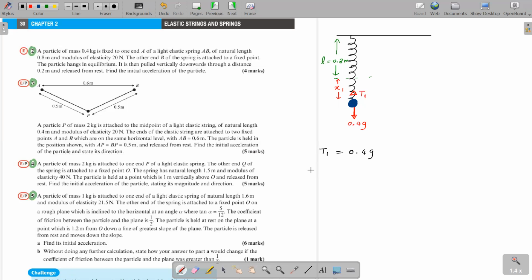Okay, let's apply the tension equation. It is lambda x over L. So can I know what the lambda value is? Lambda value was given. Modulus of elasticity, lambda value is 20. Extension is the length that we have taken the spring beyond its natural length. Beyond the natural length, the distance I have marked as x1. We do not know it. So 20 x1 over natural length 0.8 equals 0.4g. And now you can get your x1. So actually, you could get your x1 in terms of g.